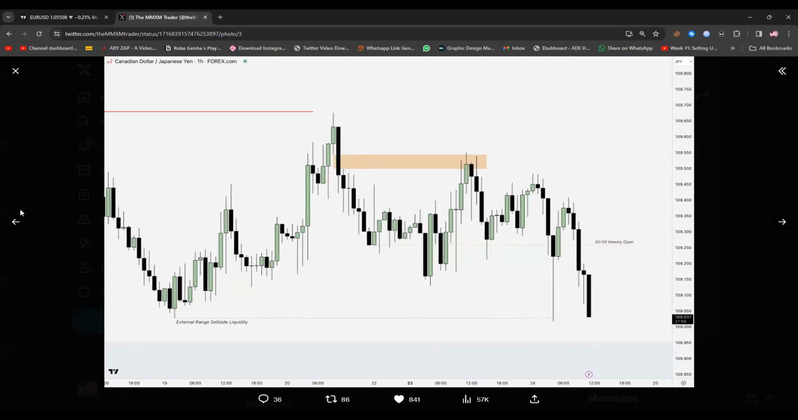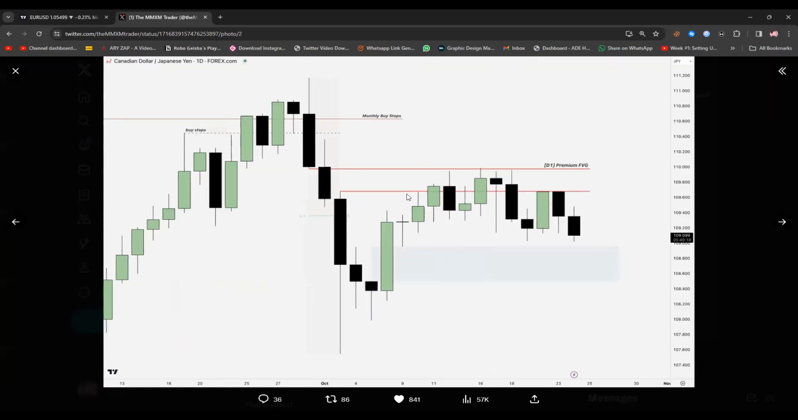In this daily chart, where is the fair value gap? Is there a fair value gap and the premium? The fair value gap is down now. It's way lower from this. But as an intraday trader, you can't really target monthly fair value gaps based on M5.